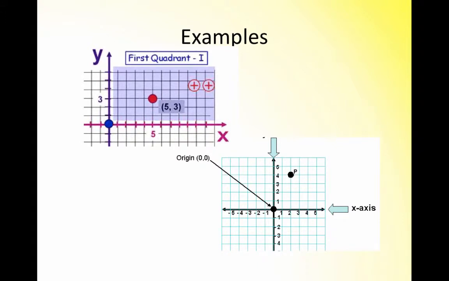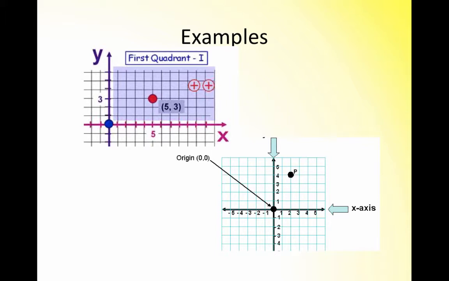Here we see in our first example it has 5, 3. If we look on the x-axis, the one on the bottom, and we count 1, 2, 3, 4, 5 spots over to the right, and then for the 3, we go 1, 2, 3 up on the y-axis. Once we find those two spots, if we connect them, we get our coordinate point of 5, 3.